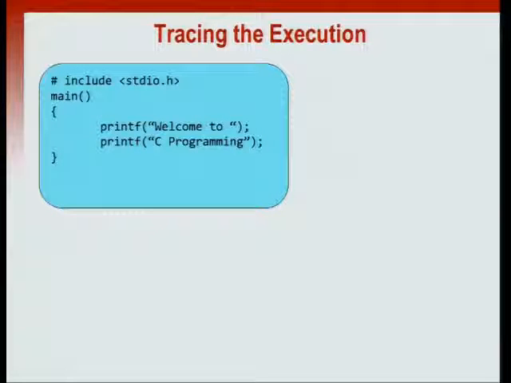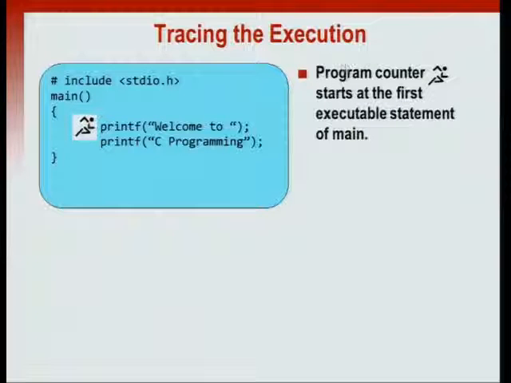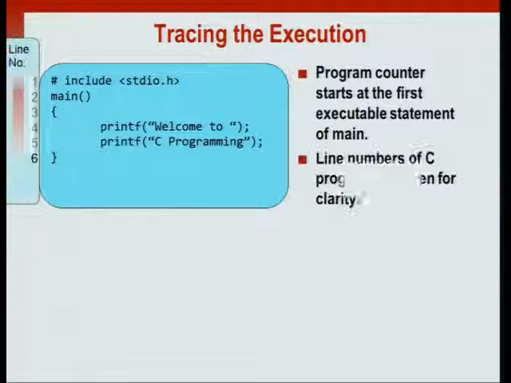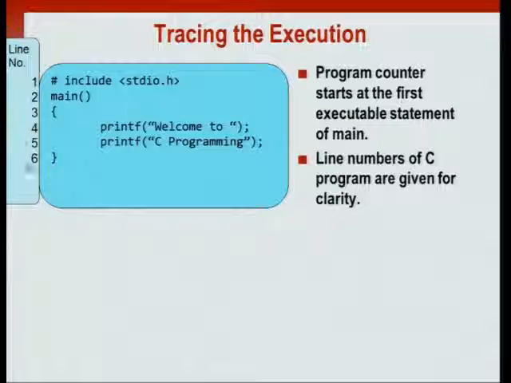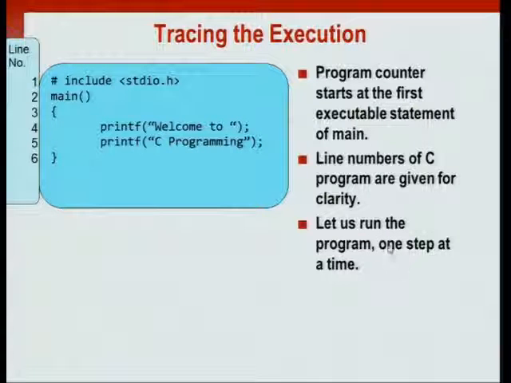Let's trace what happens when we execute the program. By tracing we mean step by step, looking at each statement and seeing what happens when the program executes. Okay. We have what is known as a program counter, which says here is the currently executing line of the program. The program counter starts executing at the first statement of main. For ease of reference, I have given line numbers in the code. This is given just for clarity. Now let us see what happens when we run the program line by line.